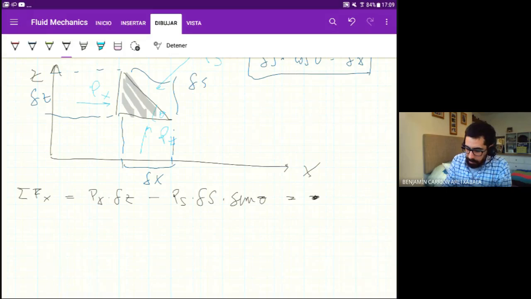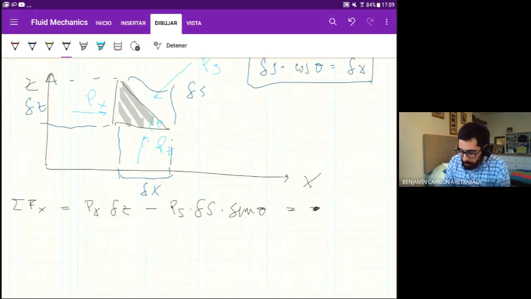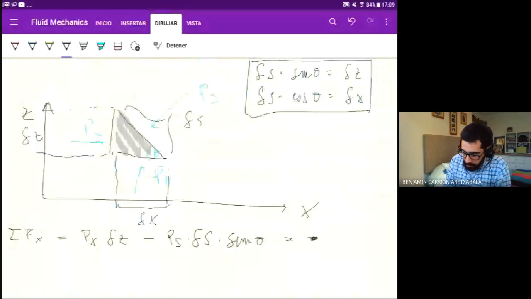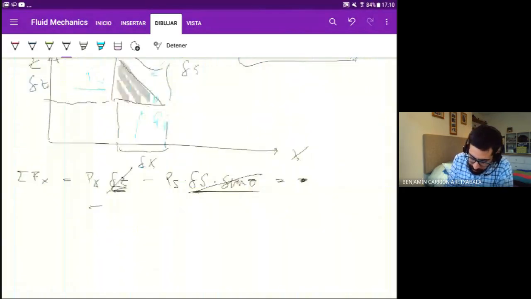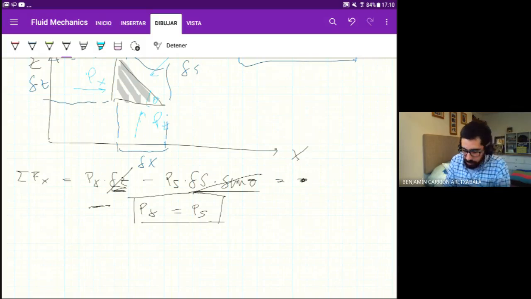But then again, let me just scroll a bit. If you look at this, delta z is equal to delta s sine theta. So we can remove these two, and we end up with Px being equal to Ps. So that's the first equation we have.